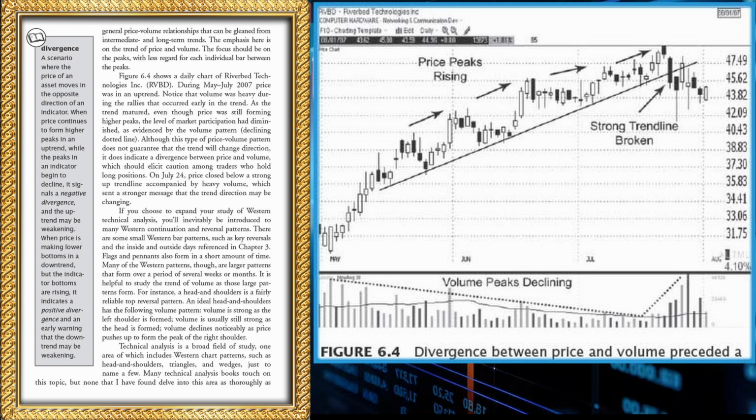Although this type of price-volume pattern does not guarantee that the trend will change direction, it does indicate a divergence between price and volume, which should elicit caution among traders who hold long positions. On July 24th, price closed below a strong uptrend line, accompanied by heavy volume, which sent a stronger message that the trend direction may be changing.